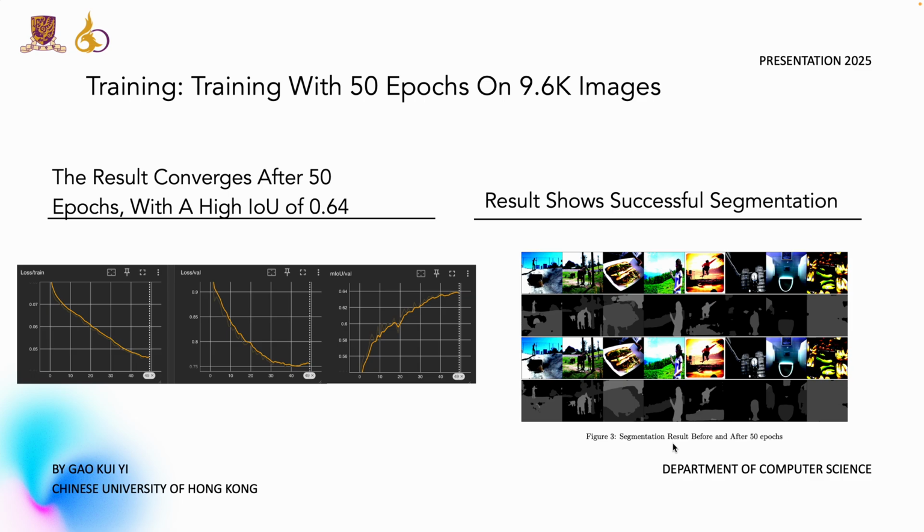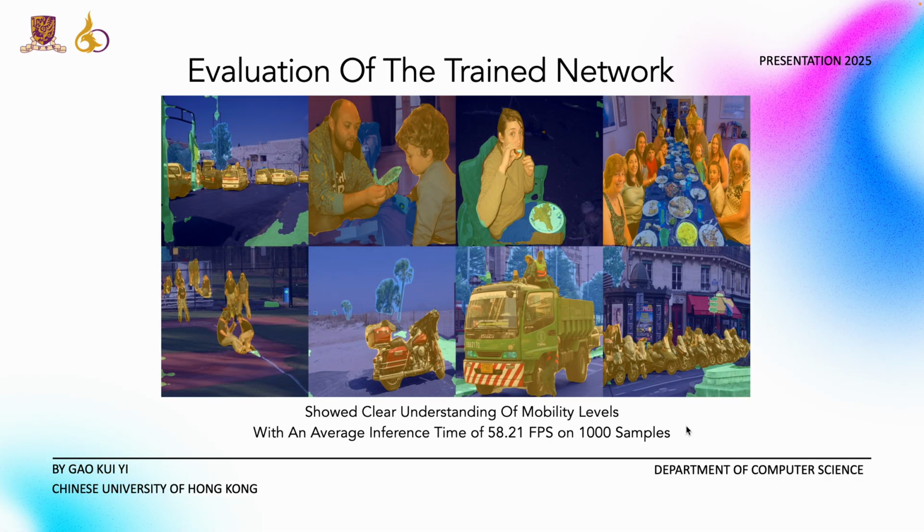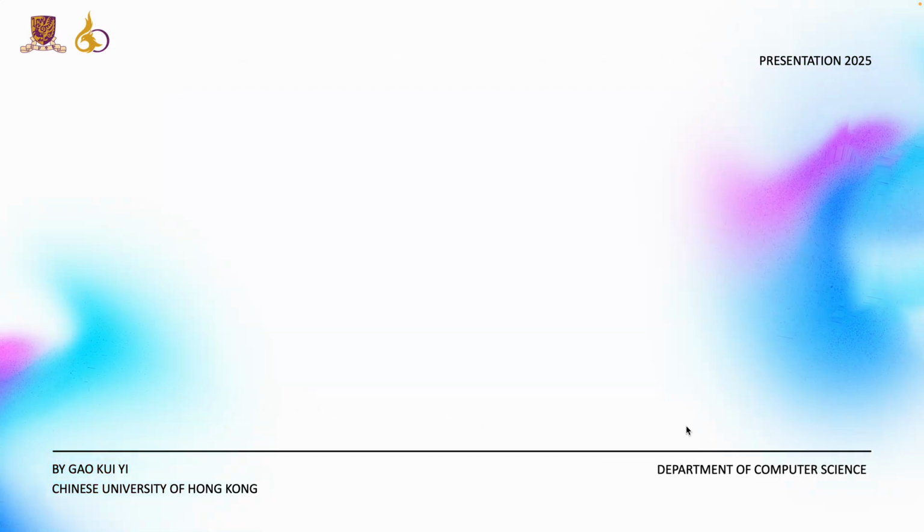And you can clearly see the segmentation result is better after 50 epochs, and it achieved a very brilliant level when you can see the people and skateboard mapped out in this image. So for the validation part, we randomly choose images from the test set, and we perform the inference on them. And you can see that the model can predict the objects with high mobility with a very fast inference time of 58.21 FPS, average from 1,000 samples.